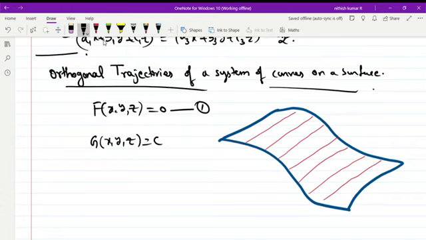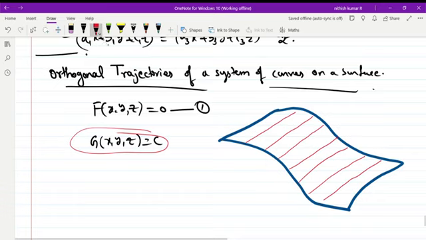So this red represents this equation, and blue, where is this? This blue is nothing but this equation now.